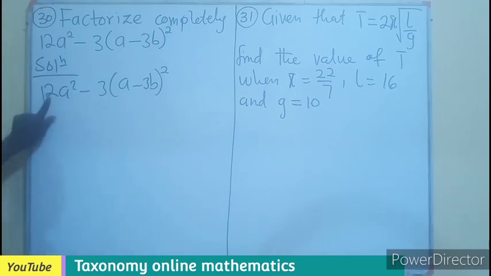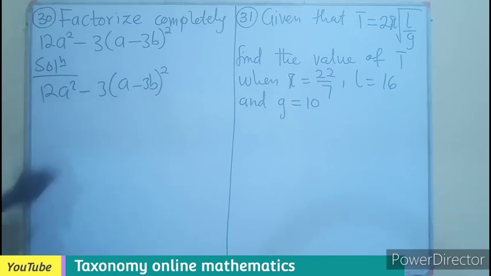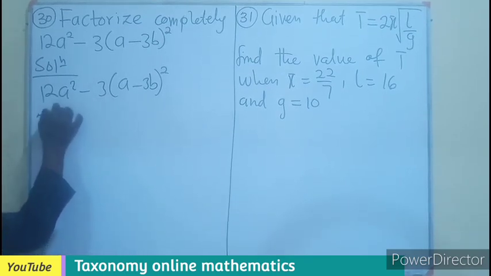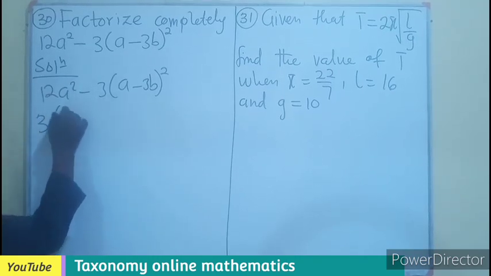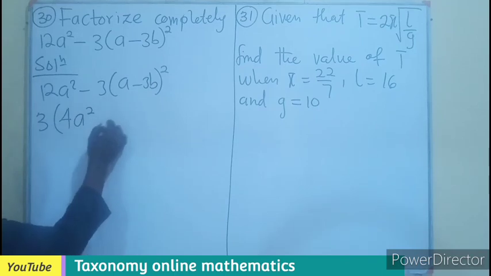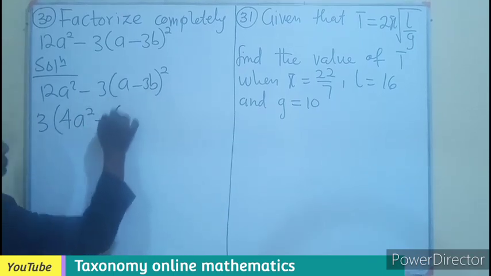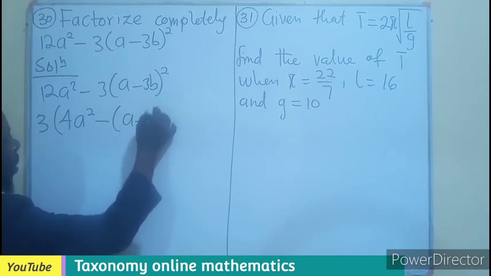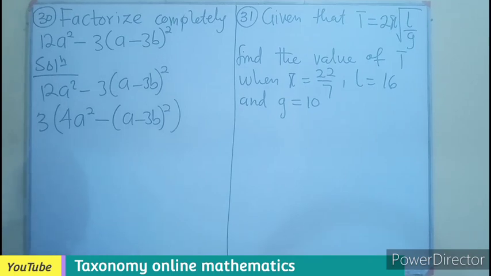You can see that if you look at 12 and 3, there's a common factor of 3. So I can easily take 3 out, dividing 12a squared by 3 gives me 4a squared minus the whole of this divided by 3, which gives me only a minus 3b squared. If I open this bracket, I'll get back my 12 and the 3 with each bracket. So that's the first thing to do.